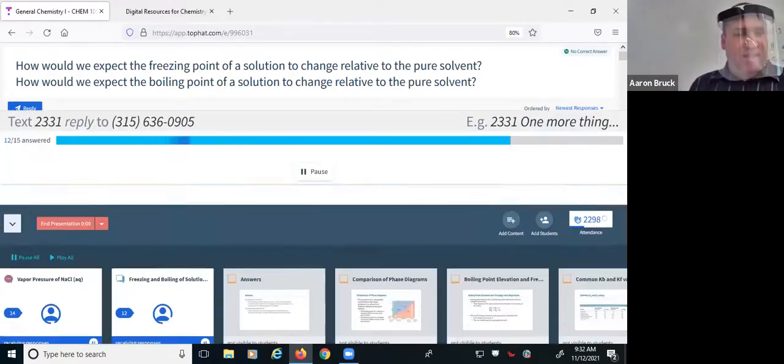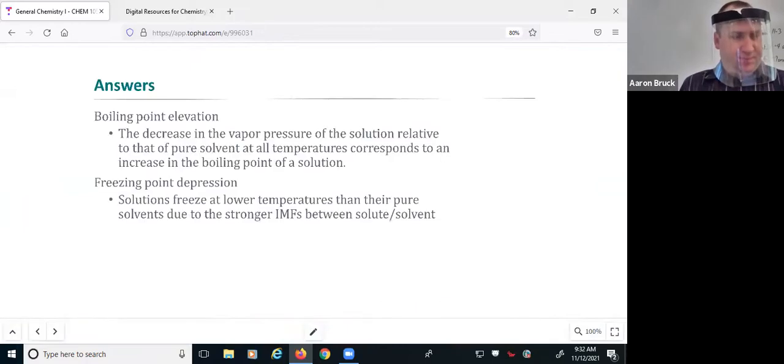And from a phase diagram standpoint, the two answers here that we would end up looking for, if we're looking for pure definitions, are boiling point elevation, where the boiling point increases as a result of those increased interactions between solute and solvent, and freezing point depression, where the freezing point decreases as a result of those increased attractions between solutes and solvents.